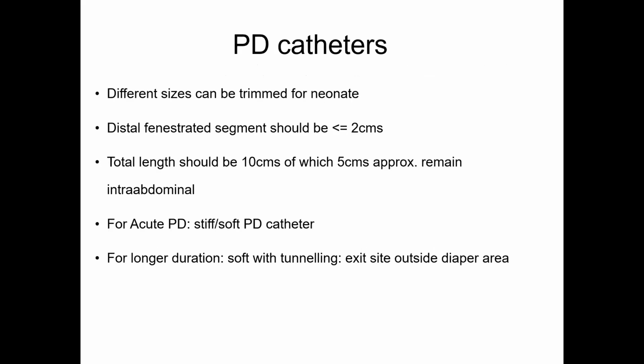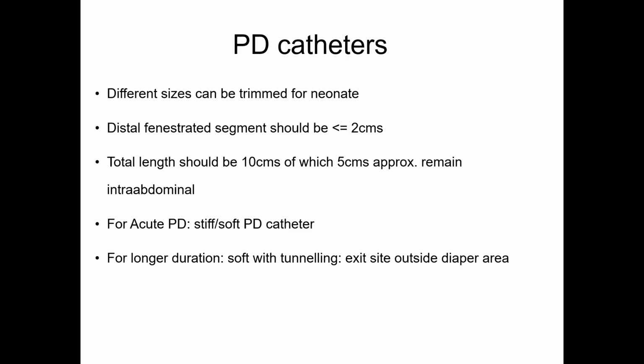Now, coming to the peritoneal dialysis catheters. As in many centers neonatal PD catheters are not available, so we have to modify the PD catheter available for pediatrics to be used in neonates. Different sizes of PD catheters can be trimmed for neonates. For this, we just have to keep in mind that the distal fenestrated segment should be less than or equal to 2 centimeters, and the total length of the PD catheter should be 10 centimeters, of which approximately 5 centimeters remain intra-abdominal.